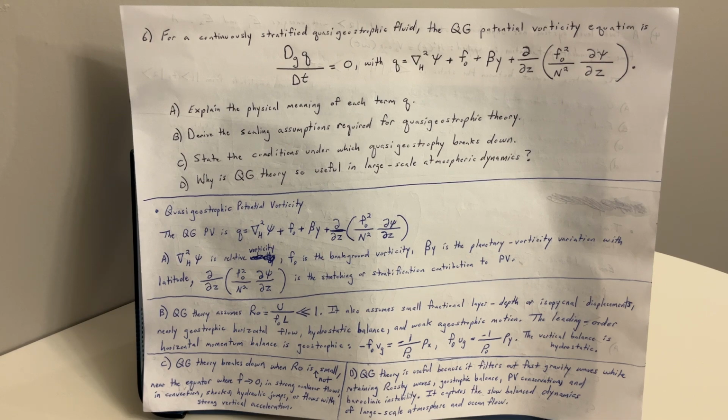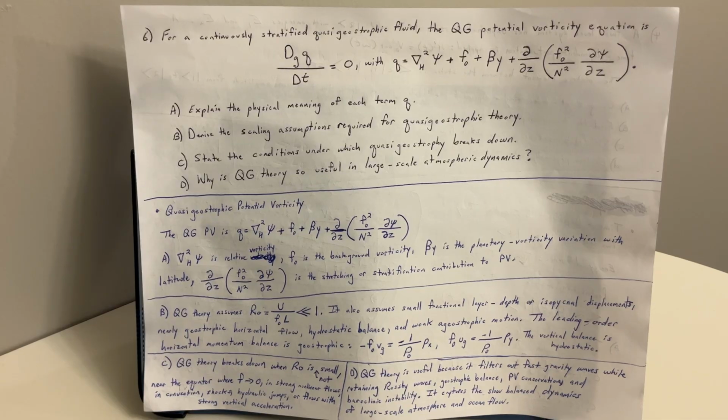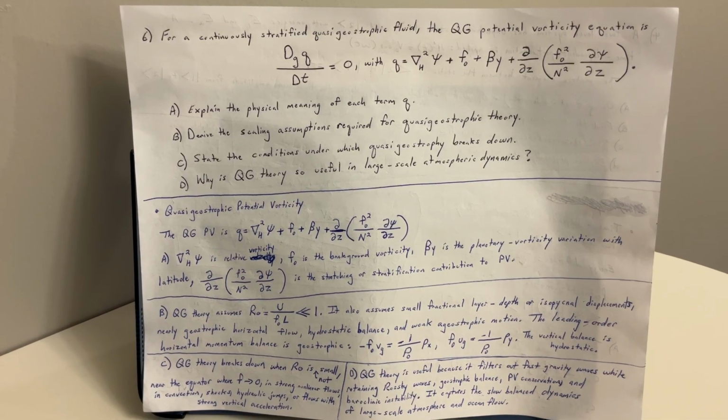Here we have QG theory. Part C, state the conditions under which quasi-geostrophy breaks down. QG theory breaks down when Ro is not small. Near the equator where f approaches 0, in strong nonlinear flows, in convection, shocks, hydraulic jumps, or flows with strong vertical acceleration. That is where QG breaks down. Part D, why is QG theory so useful in large-scale atmospheric dynamics?